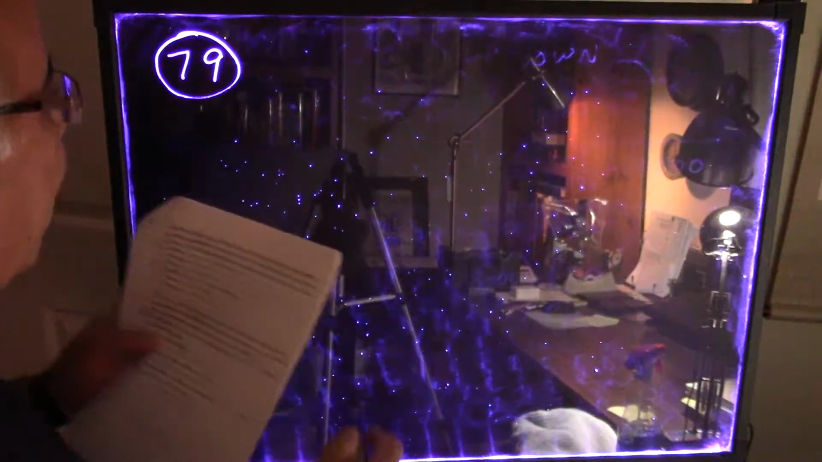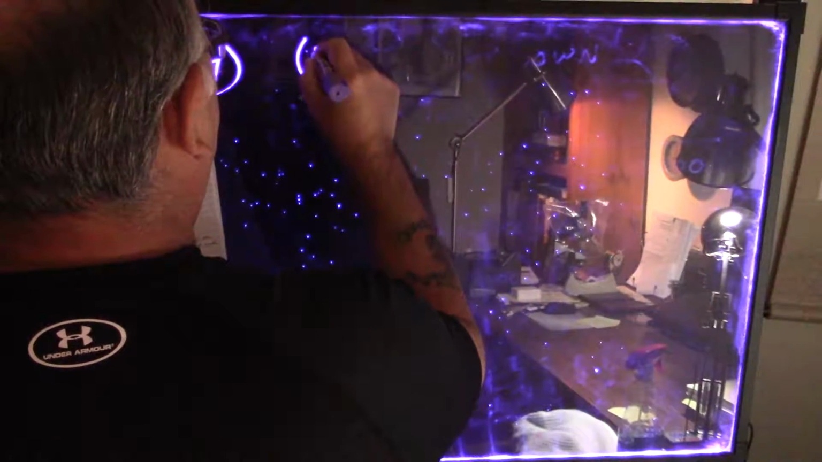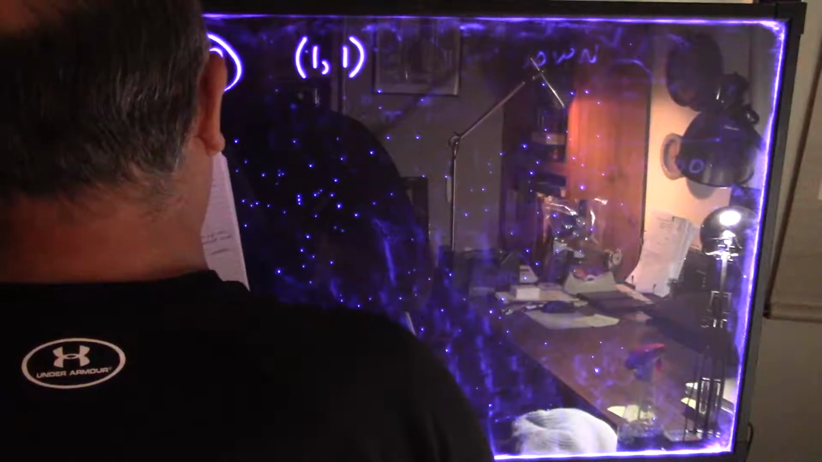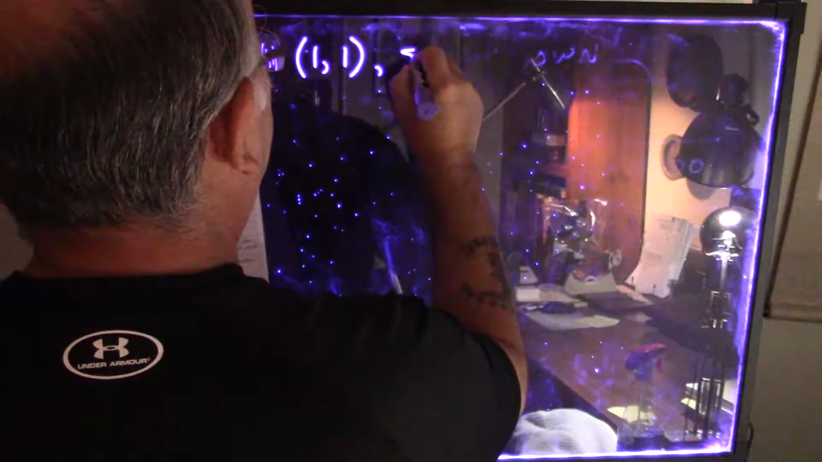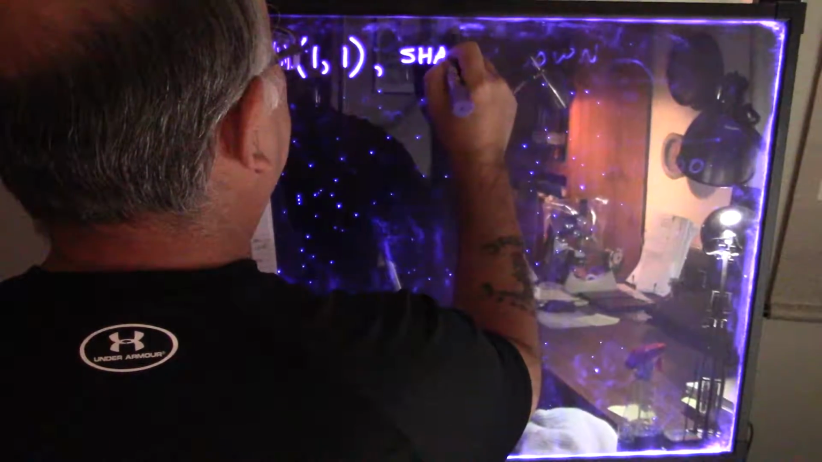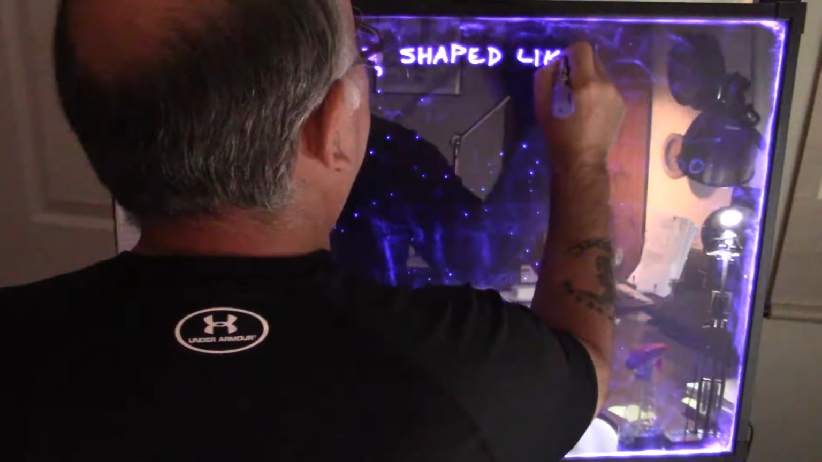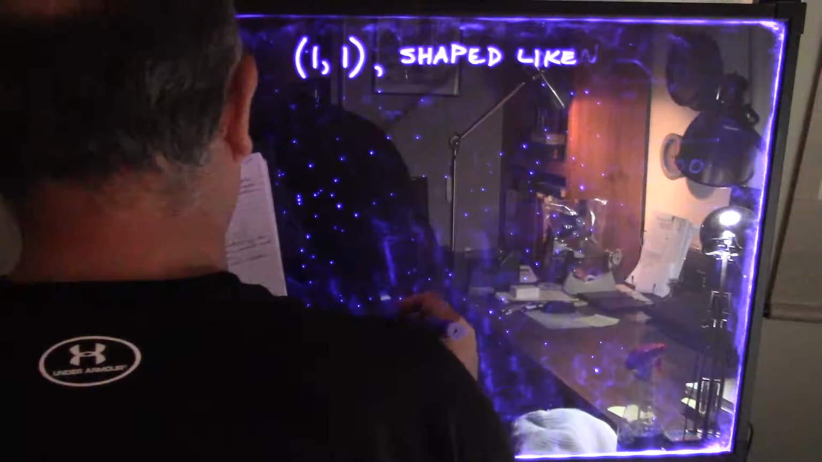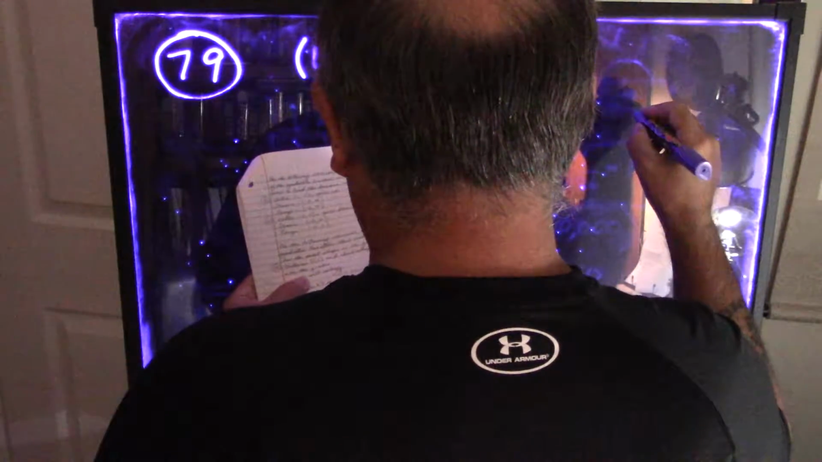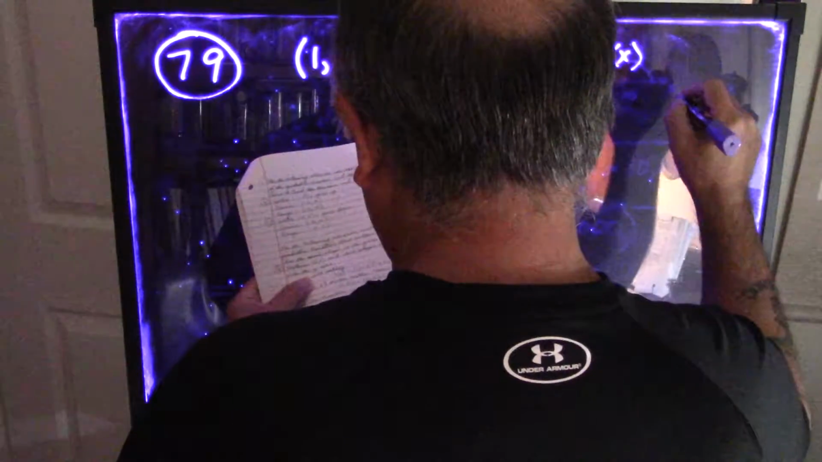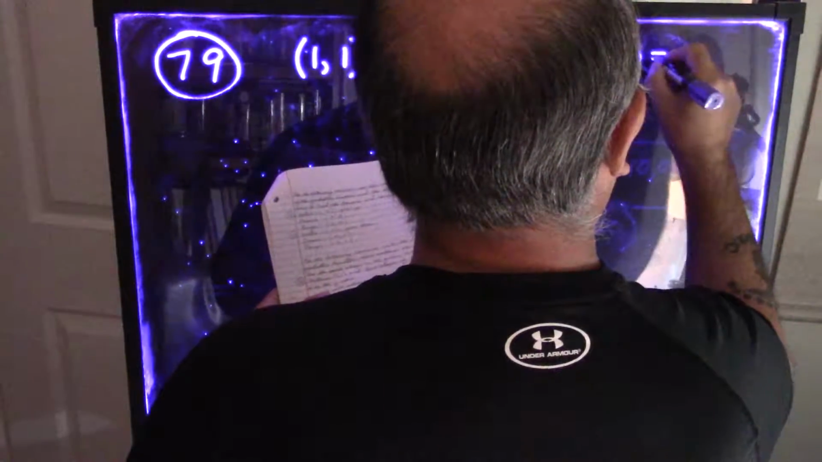compressed appearance. Alright, so this one has the point (1, 1), and it's shaped like, it's not exactly scientific terminology here, but that's okay, you understand what I mean? It's shaped like f of x equals 2x squared. Alright?